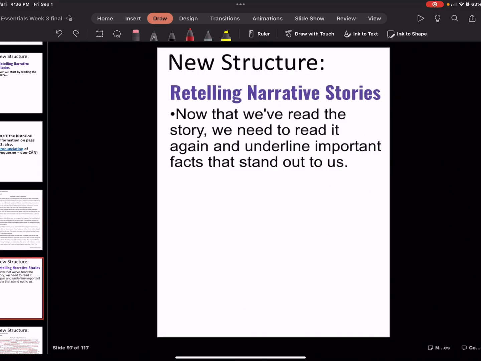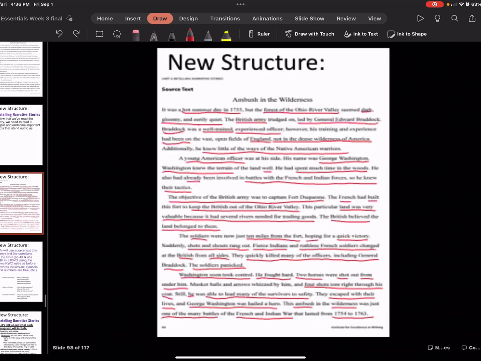So now that we've read the story, we need to read it again and underline important facts that stand out to us. Everybody's paper, when underlining it, will be a little bit different than others. Some of the facts in the papers really should be underlined by everyone. There are some extremely important things that everybody would want to make sure that they include in their paper. There's some less important details that some people might really think are wonderful to share, and other people might not think that they're super important or need to be shared.